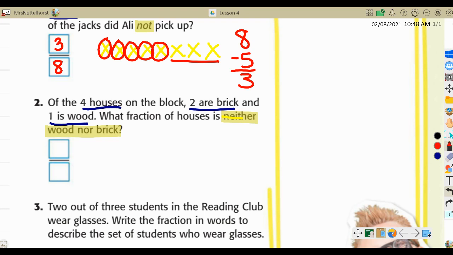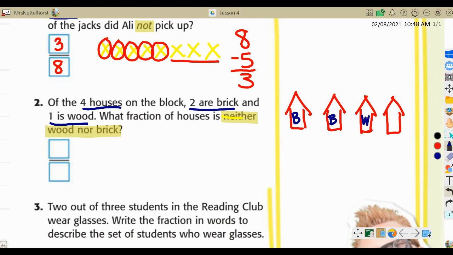Okay, so I have 4 houses. I'm going to draw it here. 1, 2, 3, 4. Okay, and 2 are brick. So I'm going to write B for brick. And 1 is wood, W for wood.